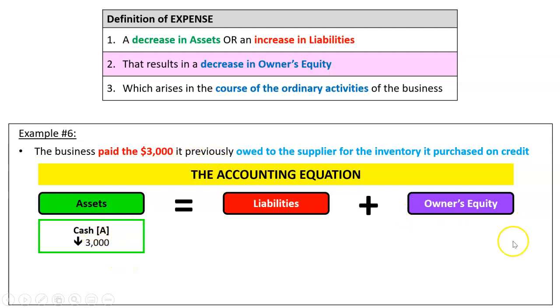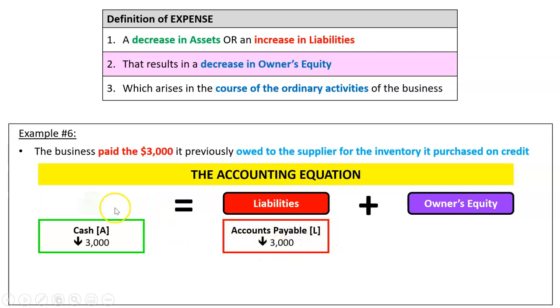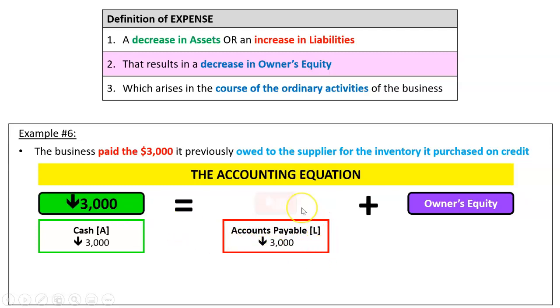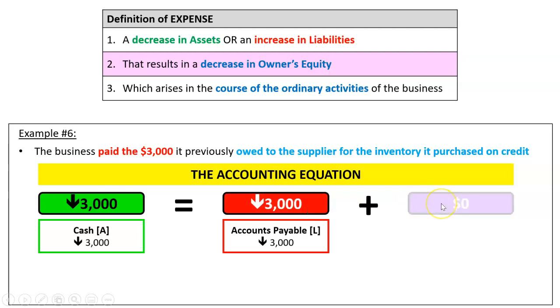However, this can only be an expense if it makes owner's equity go down, and it's not going to do that because when we owe a supplier for inventory, that's called accounts payable. We did owe them $3,000. We're paying them back, so now we don't owe them $3,000. So this is going to go down. So we've balanced this up. We've got assets down $3,000, liabilities down $3,000, owner's equity 0. So our accounting equation balances.